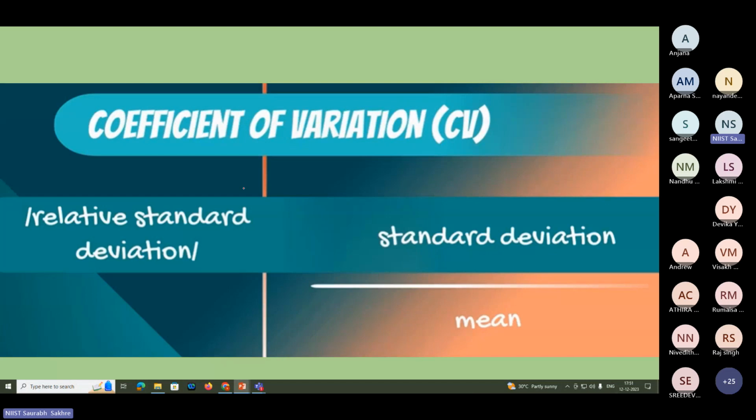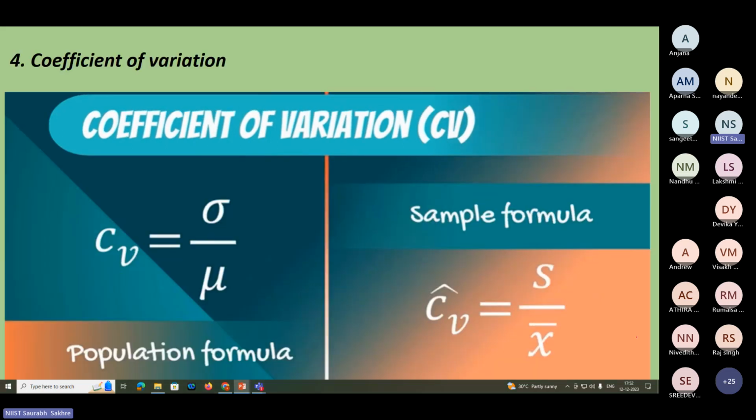Now, coefficient of variation, CV. What does it mean? It is relative standard deviation. In the YouTube videos in part 5 or part 6, I have taken one example. I will not be taking it here, but it may come in the exam with changed numerical values, so you should see it. What does coefficient of variation mean? It is relative standard deviation, equal to standard deviation by mean. That is the coefficient of variation.